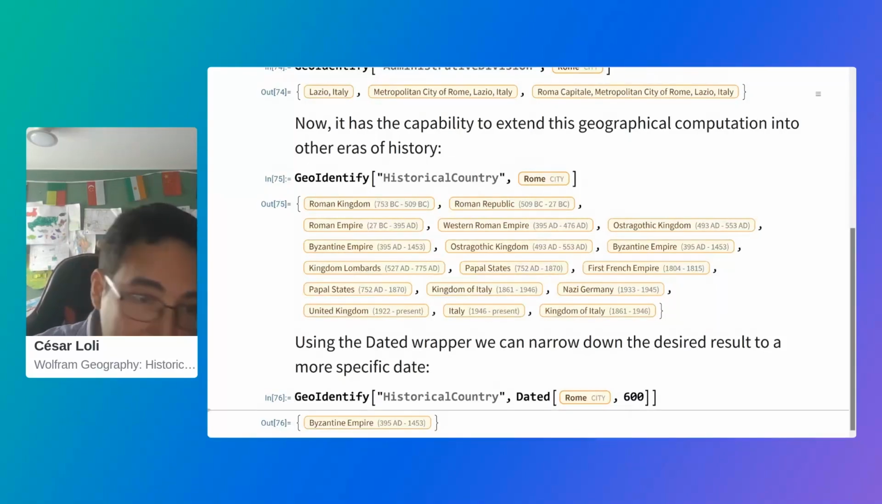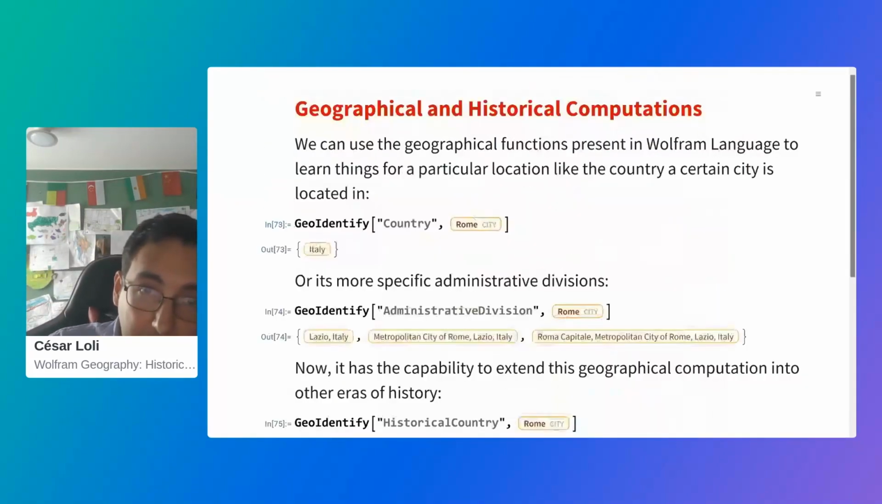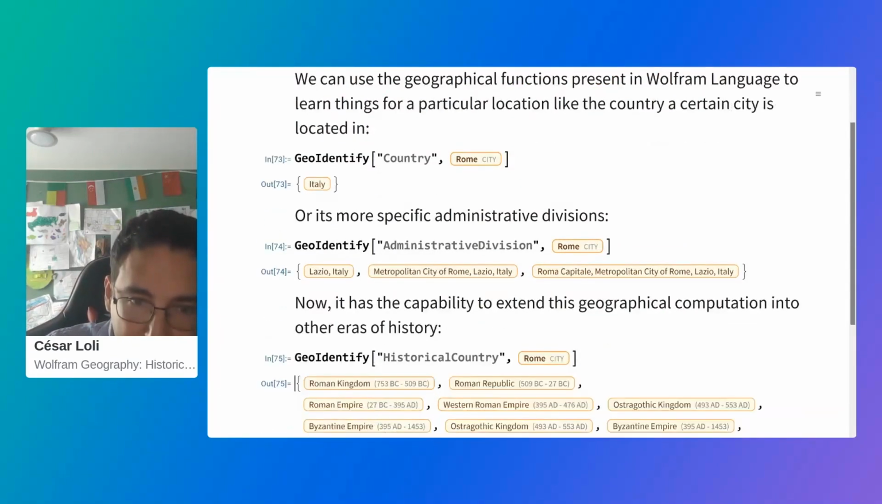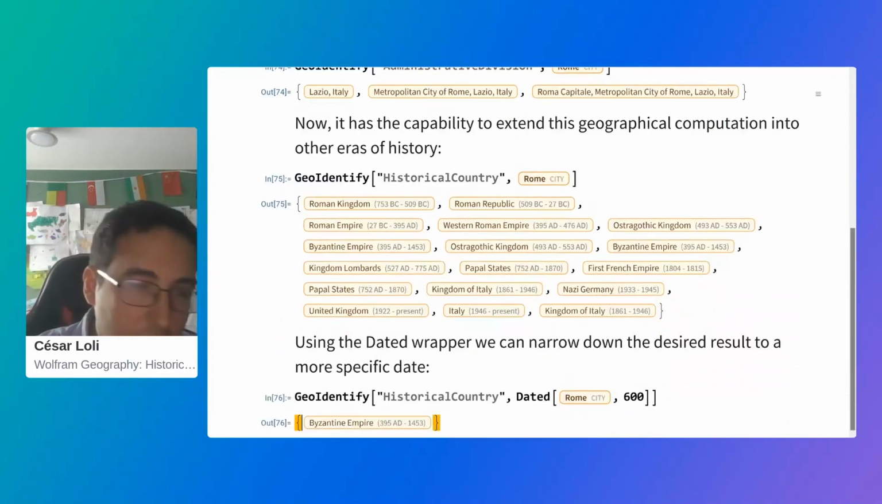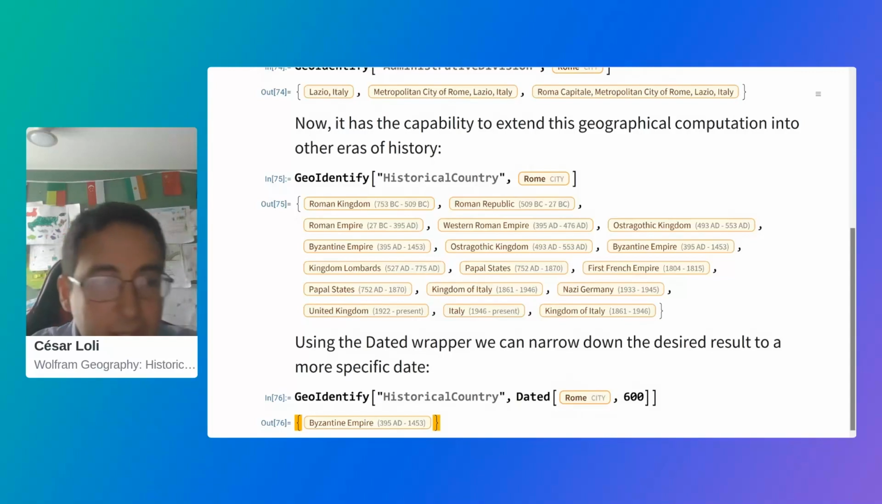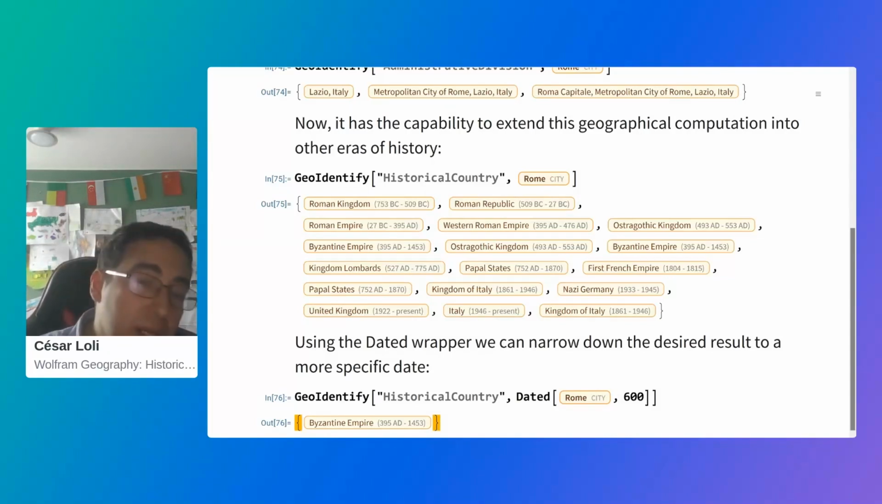For instance, we can ask in the year 600, which historical country contained the city of Rome. And it will seek among these shapes which of these contain the city of Rome on the date that we are given.